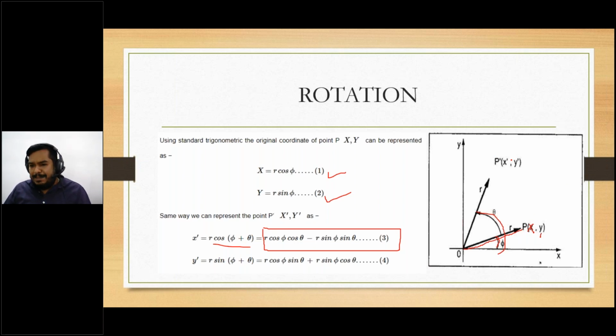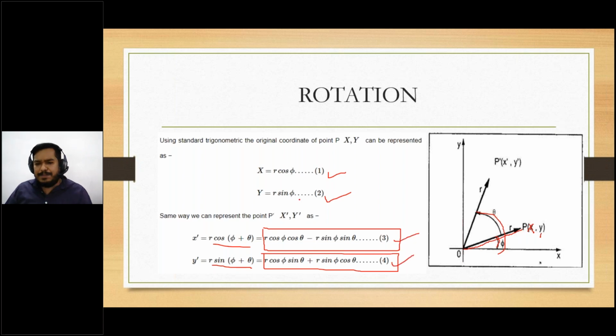Now, similarly for y dash also, I need to find the expression. What should be the expression for y dash? y dash equal to r sin(phi plus theta). Then if we expand that expression with the trigonometric formula sin(a plus b), we get that expression, which will be marked as equation 4.